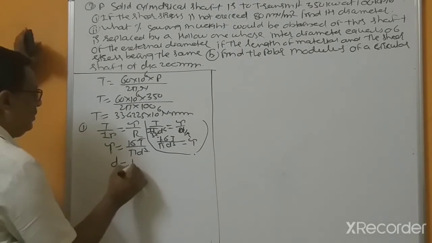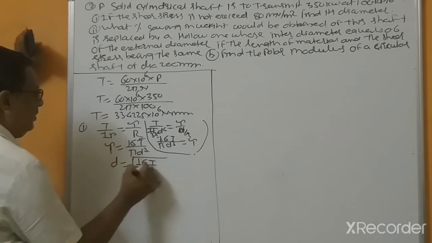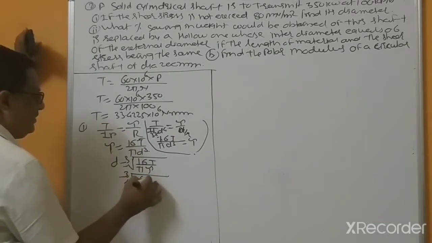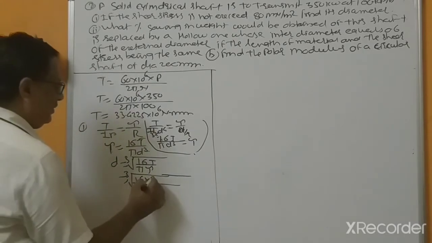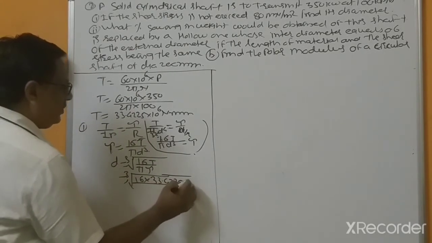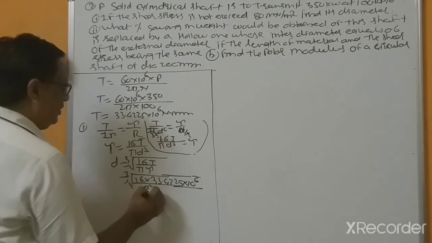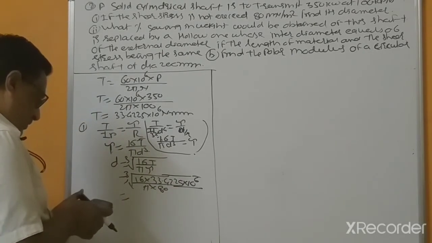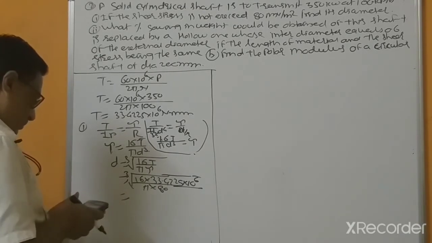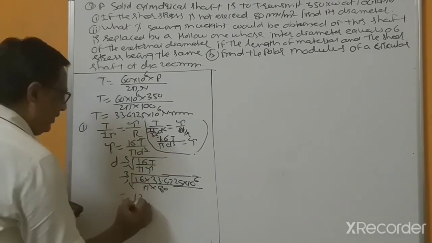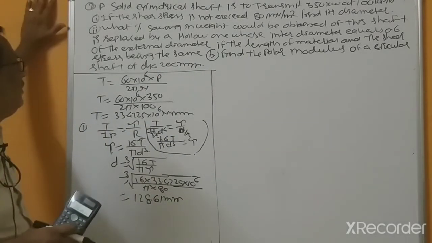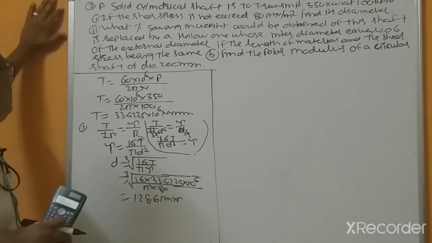So d equals 16T divided by pi into tau. This is cube root of 16 into 33.4225 into 10 to the power 6 divided by pi into 80. This is equal to 128.61 mm.